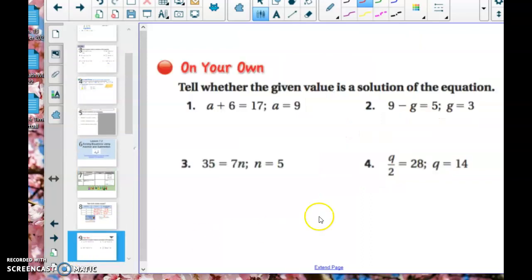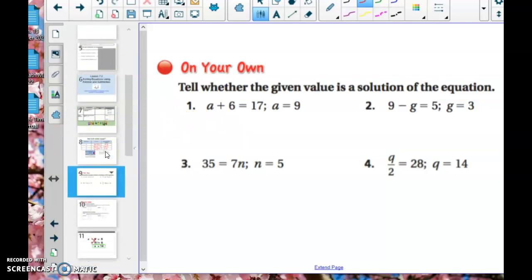Please pause the video and do these ones on your own. What you want to do is tell whether the given value is the solution of the equation. I'm going to take this value here, 9, put it in here for a and see if 9 plus 6 equals 17. If it does, then yes. If it does not, then write no for each of those.